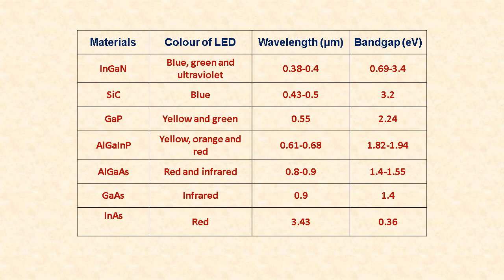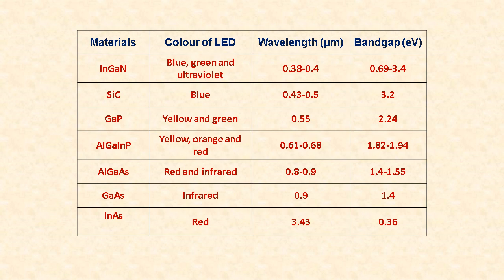For aluminum gallium indium phosphide, color of LED is yellow, orange and red. Wavelength is 0.61 to 0.68 micrometer and band gap energy is 1.82 to 1.94 electron volt.